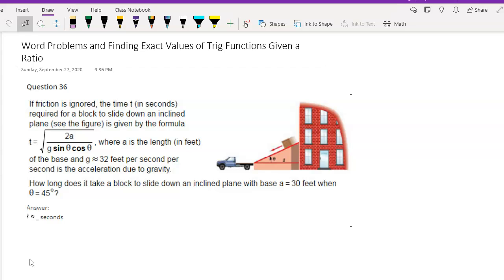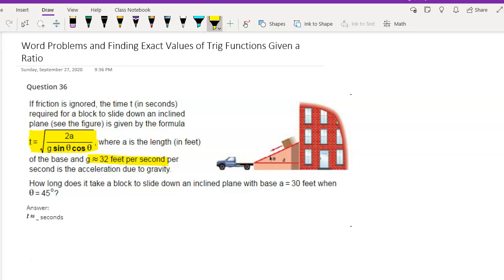It says, if friction is ignored, the time t in seconds required for a block to slide down an inclined plane is given by the formula t equals the square root of 2a over g sine theta cosine theta. Anytime a problem gives you an equation, you're probably going to end up using it. In this case, you do. Where a is the length in feet of the base and g is 32 feet per second per second, the acceleration due to gravity.